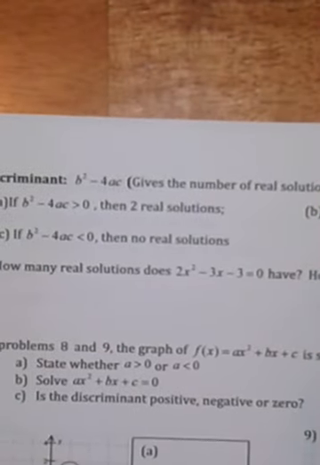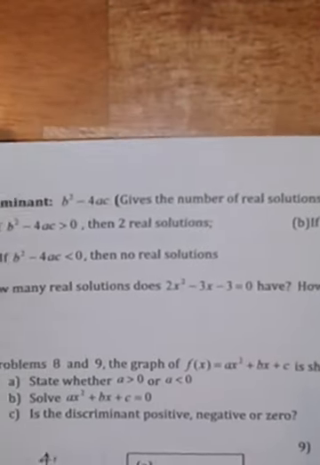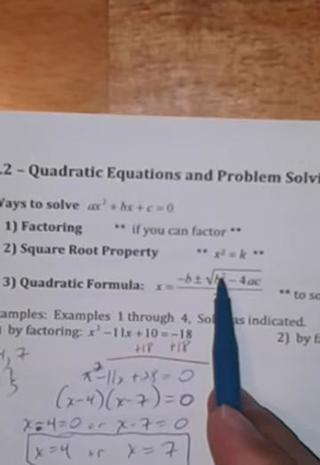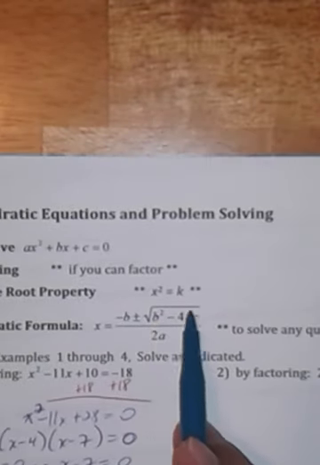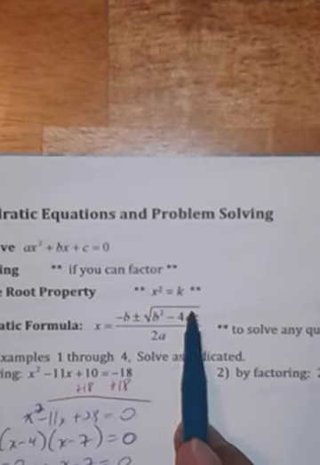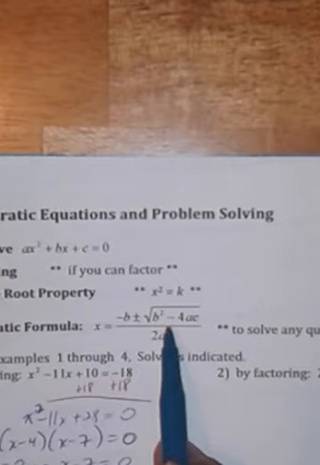All right, let's look at the back side of this. And this talks about the discriminant, which is b squared minus 4ac. Where do we get that? Well, we get it from the quadratic formula. It's the part that's under the square root. That's the discriminant, just the b squared minus 4ac. Not the square root, just the b squared minus 4ac.